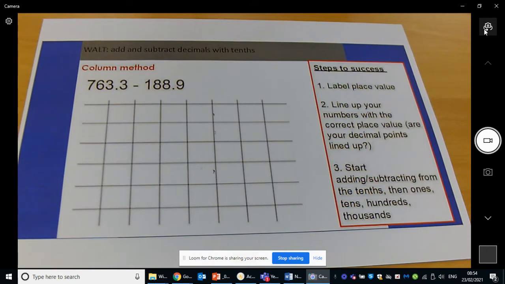Okay, so for this one here, I would like you to give it a go completely by yourself. So 763.3, take away 189.9. So this one's a subtraction. Give it your best shot, guys. Okay, off you go.